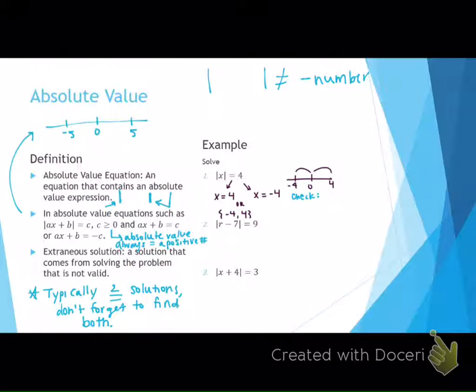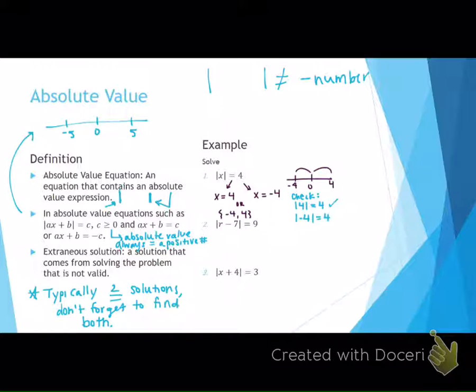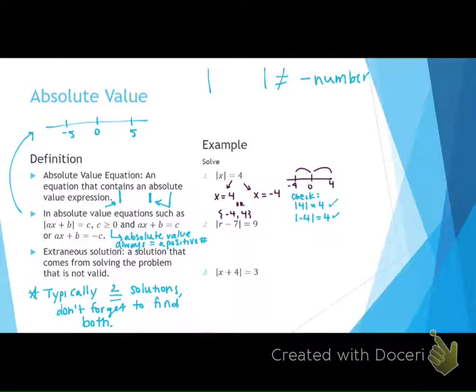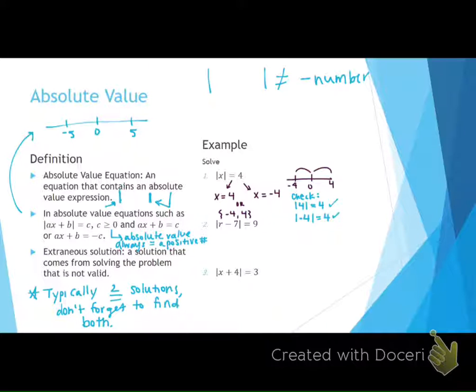So is the absolute value of positive 4, 4? Yes, so that's fine. Is the absolute value of negative 4, 4? Yes, no matter what you put inside of the absolute value, it will always come out positive. So it doesn't matter if it's positive, it's going to stay positive. If it's negative, it's going to go positive. So don't switch the sign. That's not how that works.